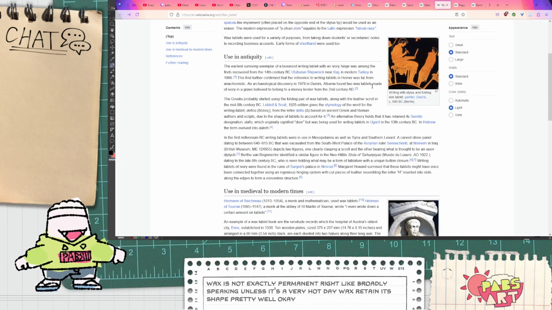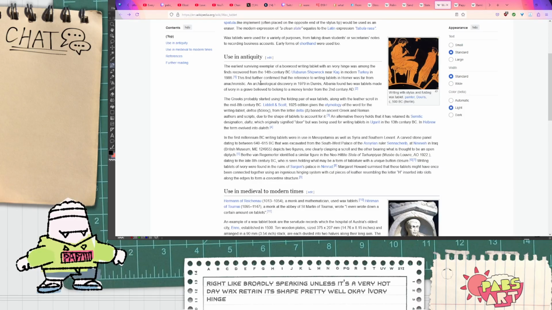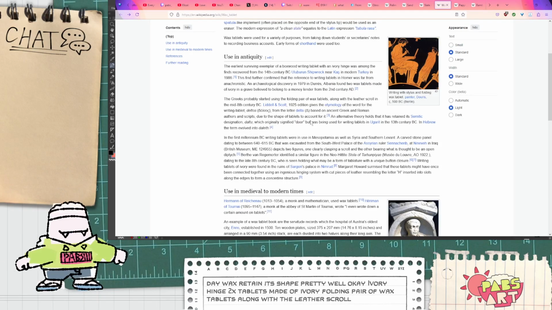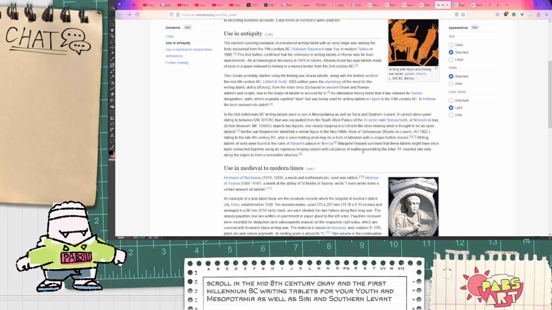Okay, ivory hinge. Two wax tablets made of ivory. Folding pair of wax tablets along with a leather scroll in the mid-8th century. Okay. In the first millennium BC, writing tablets were in use in Mesopotamia as well as Syria and the southern Levant.